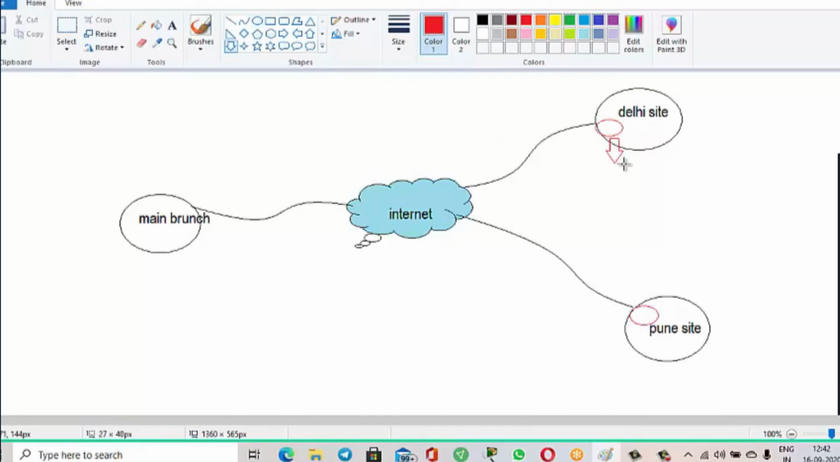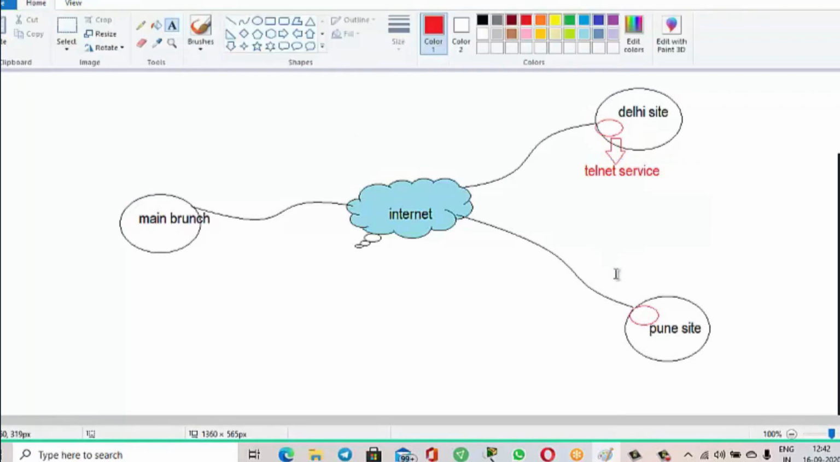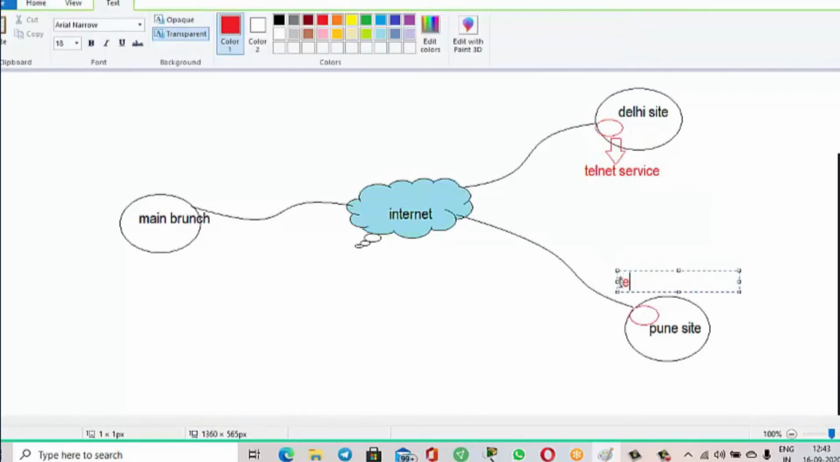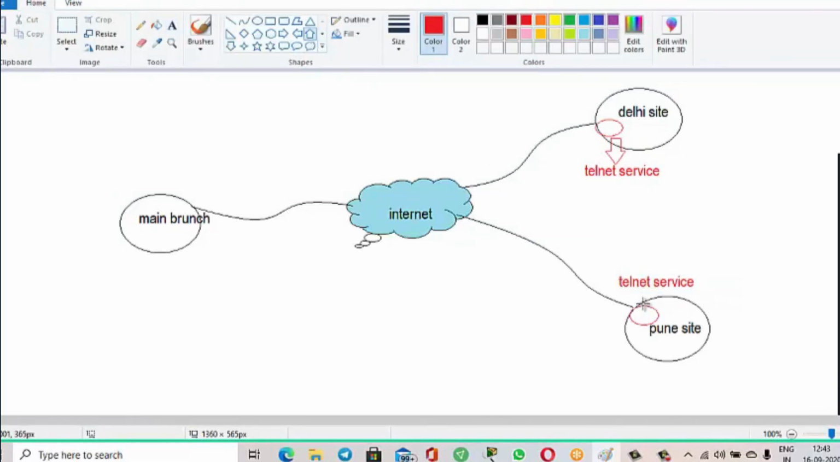We configure the Telnet service on the Delhi side main router, and on the Pune side we also configure the Telnet service for the remote connection. So these routers have the Telnet service configured.